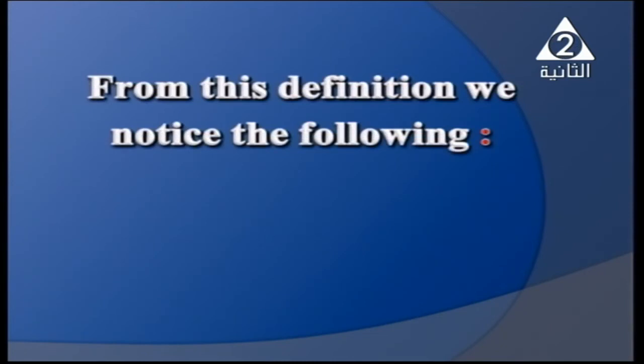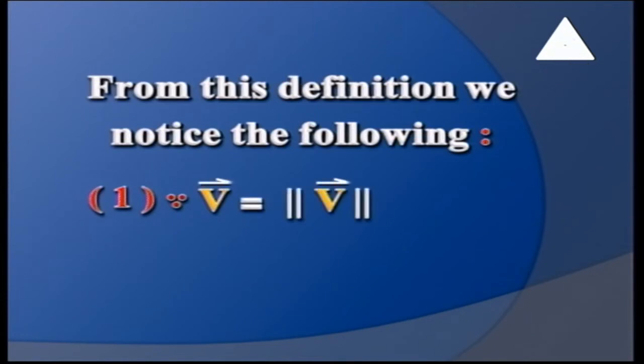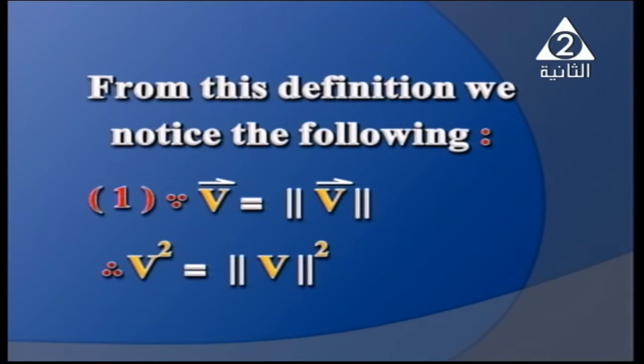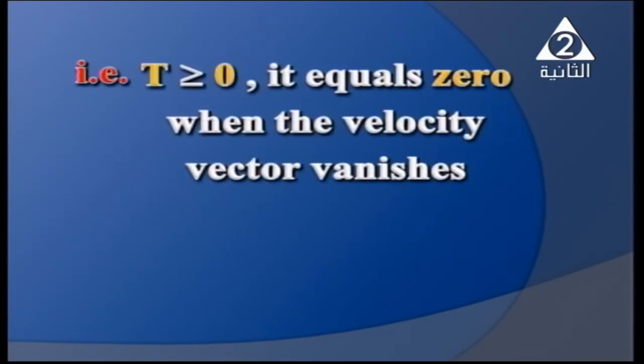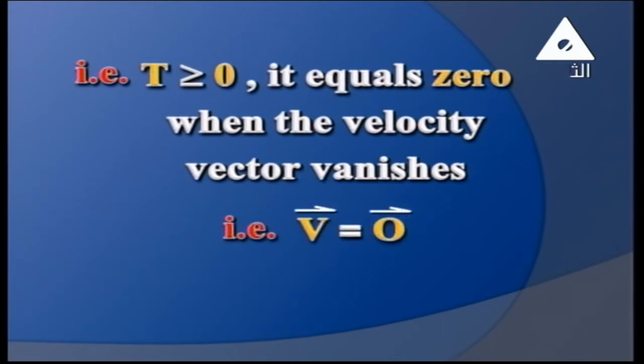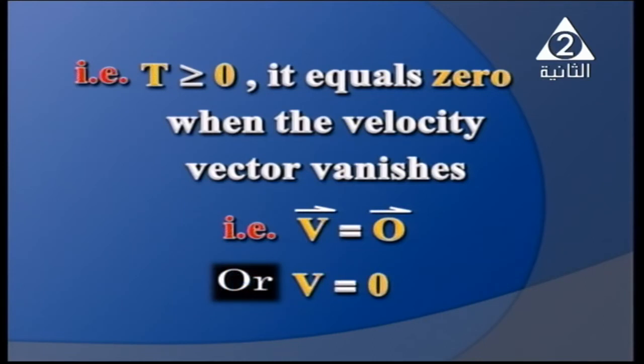From the definition, we know that, number 1, v square equals the norm of vector v squared, which is v dot v. Kinetic energy of a particle is a scalar quantity, not negative. T must be more than or equal to zero. It equals zero when the velocity vector vanishes, v equals 0, or the v magnitude equals 0.